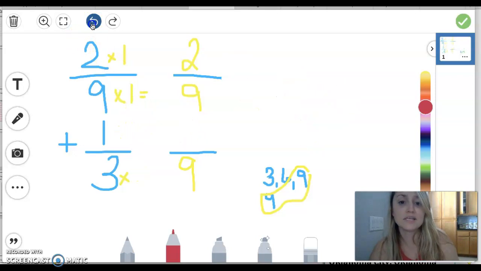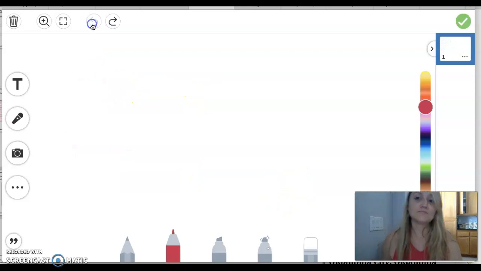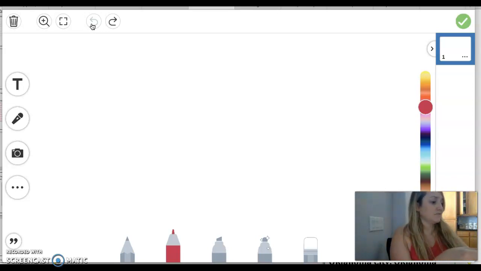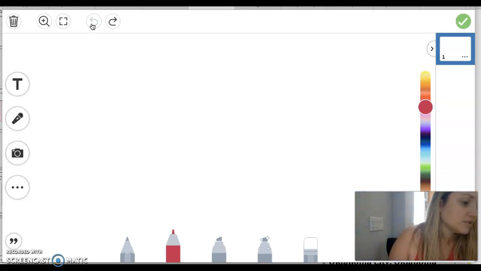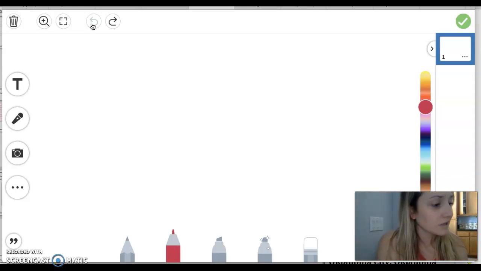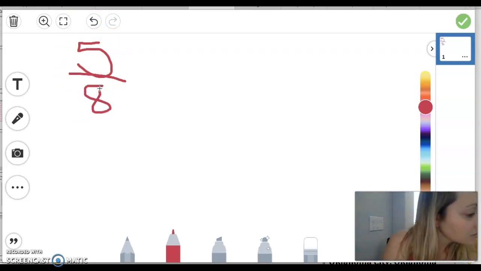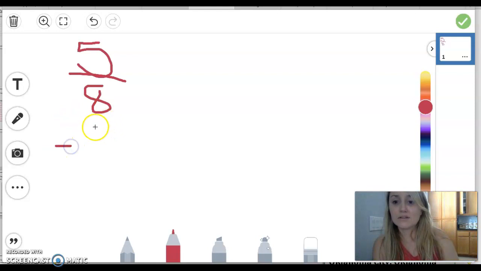So today we're doing subtraction. This is pretty much the same thing as adding, except you just have to pay attention to the sign. I won't do those examples. Let's do number 15. So when we're subtracting, if we have 5/8 minus 1/4.